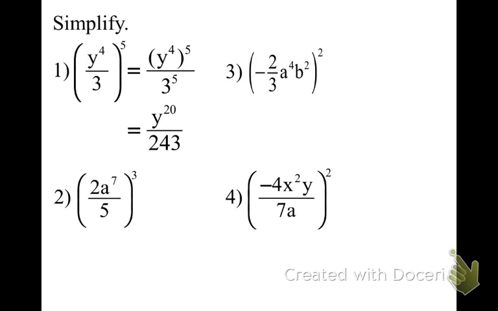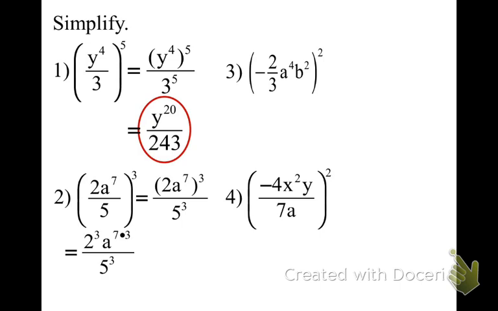Now check your work. We've got 2 cubed, which is 8, and a to the 7th times the 3rd power is 21. A to the 21st. And 5 to the 3rd is 125. Okay, 8a to the 21st over 125. I guess in this case, I don't mind you going right to the answer. I do, because we're working through a lot.